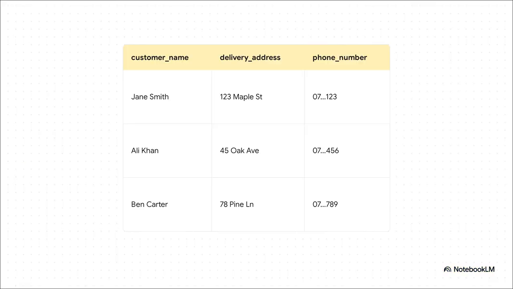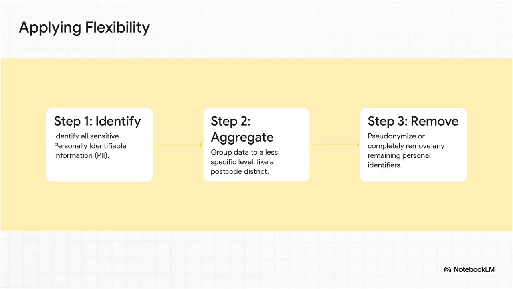So picture this. The marketing team wants to know where your most active customers live. You got this table right here, but you absolutely cannot just email this to them. Look at it. It's packed with confidential PII, names, full addresses, phone numbers. Sharing this as is would be a massive data breach. So what do we do? We apply that flexibility.